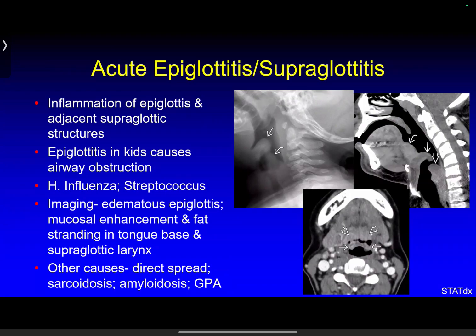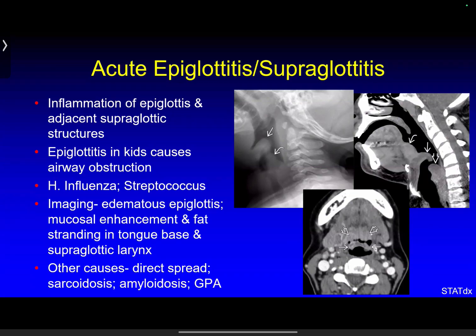Acute epiglottitis is usually the term reserved for inflammation of the epiglottis in children, which is usually due to Haemophilus influenzae infection, and it causes airway obstruction in children because they just have narrower airways. But the term in adults is actually acute supraglottitis, and it's becoming more common in adults, but it has a more indolent course. The airways are larger in adults, so it doesn't cause airway obstruction, and it may even be due to streptococcus.